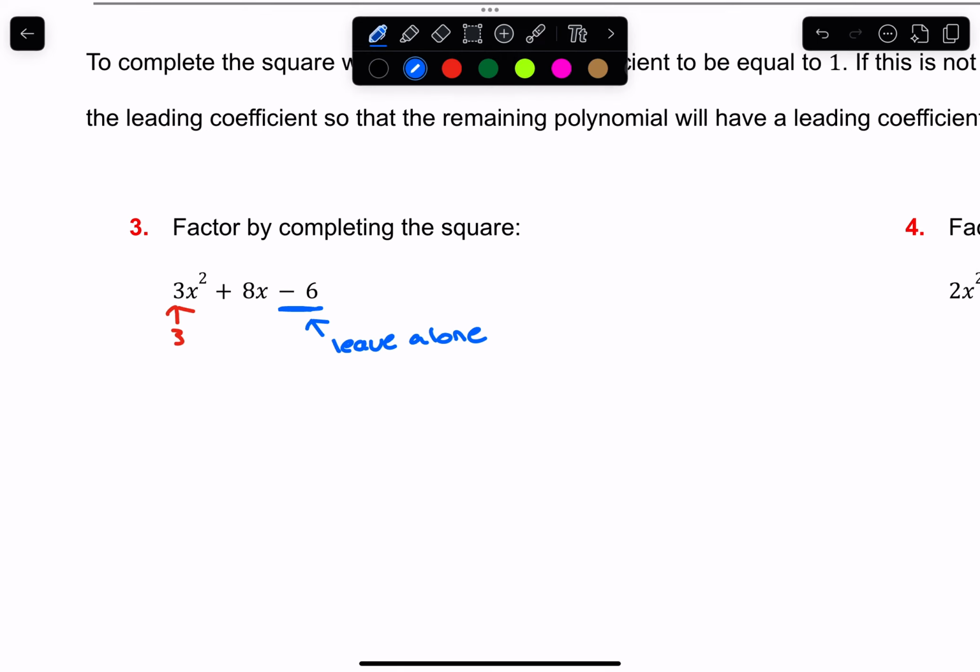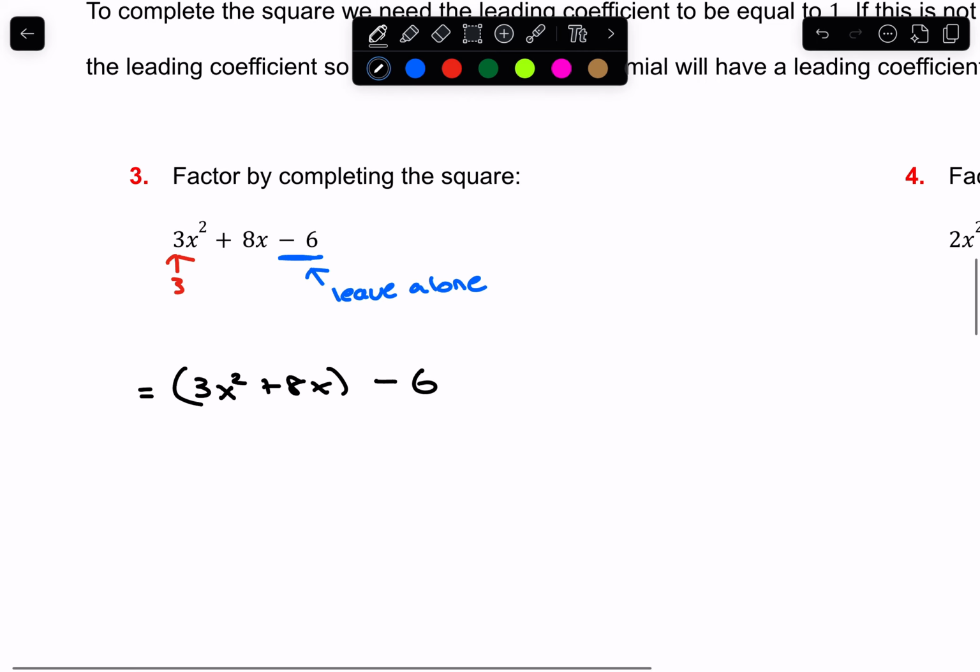So what I want to do is think about this. Well, let me use the black pen instead. Think about it as 3x squared plus 8x in parentheses, and this minus 6 just kind of in the back. Okay, we don't really care about that minus 6. But now I want to remove that 3 from the x squared term. So what I'm going to do is pull that 3 out to the front of these parentheses.